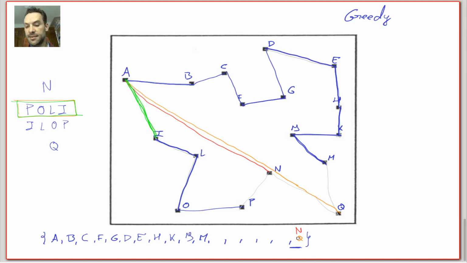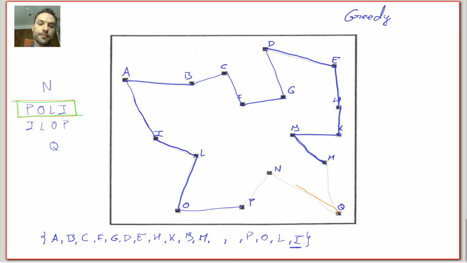So in this case, the greedy constructor would choose this option, and this is not an option anymore, not this one nor this one, and we have introduced this arc from I to A.